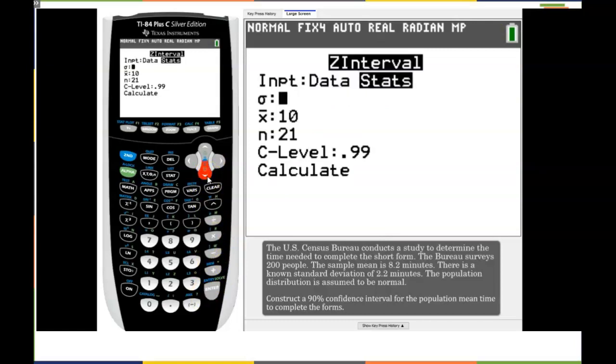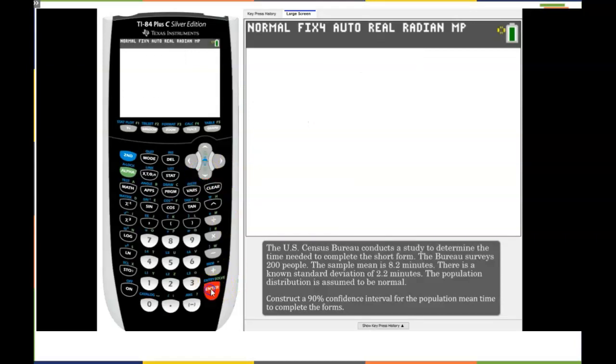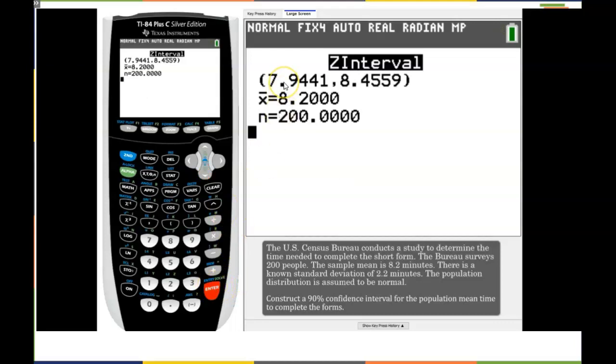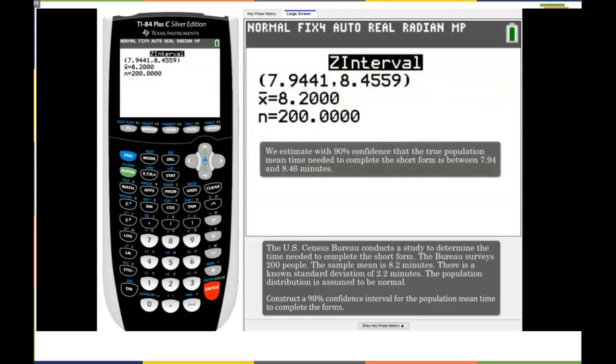My sigma is 2.2, my standard deviation. My average is 8.2. Oh, and I have to know how many I have. What's my N, which is 200 for this problem. And I actually want to build my confidence at 90%, so 0.90. And that's it. Those are the 4 information points I need to put in. The calculator will do the rest. And calculate. And there's my interval. So for this problem, my low point is 7.9441 and my high value is 8.4559.